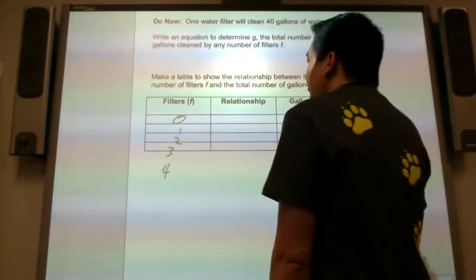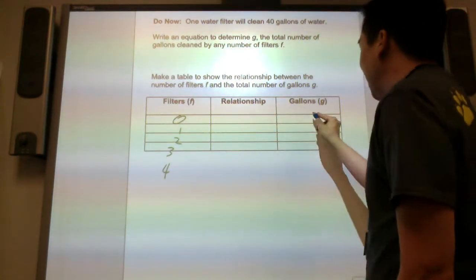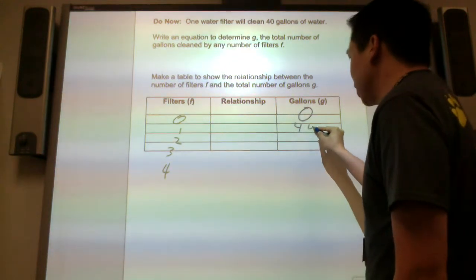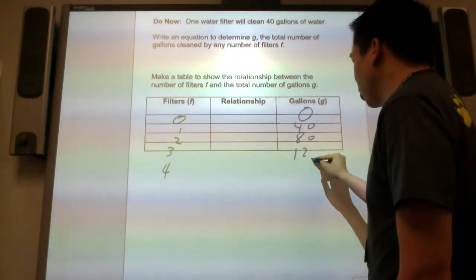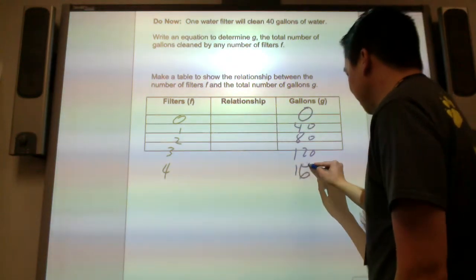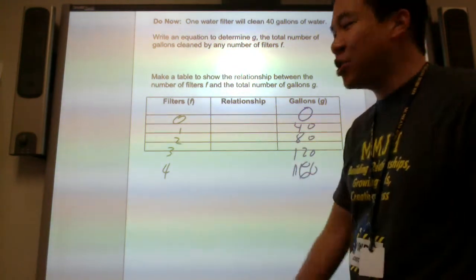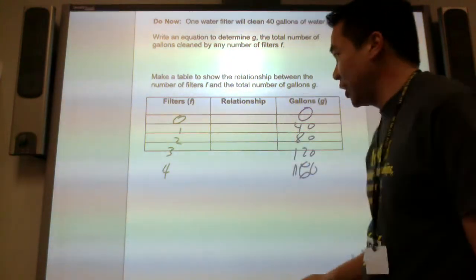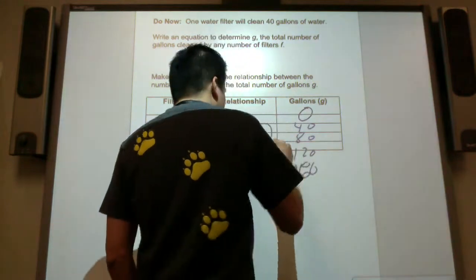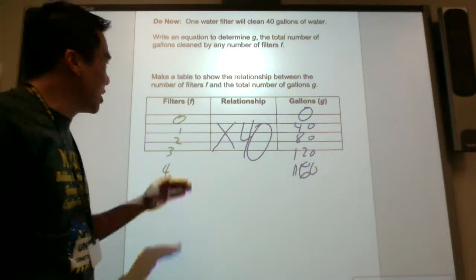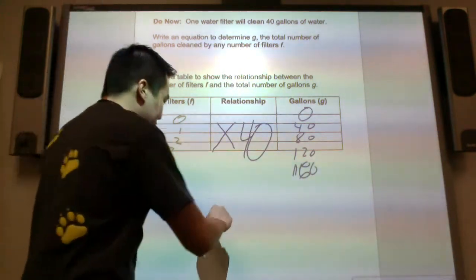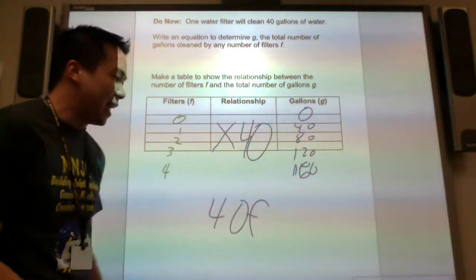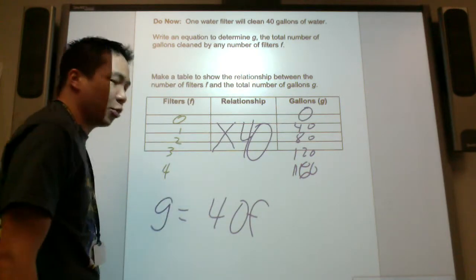So let's think. If I use 0 water filters, I can make 0 water. If I have 1 water filter, I can make 40 gallons. 2 will be 80, 3 will be 120, 4 will be 160. So what is the relationship from the independent to the dependent, or from F to G? It is times 40. So how would you say that using the letter F? I would say 40F. And it's equal to what? The gallons. So G is equal to 40F.